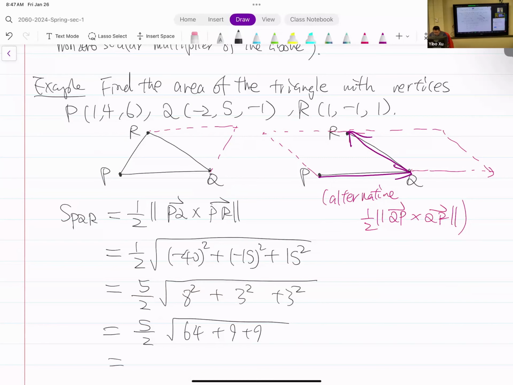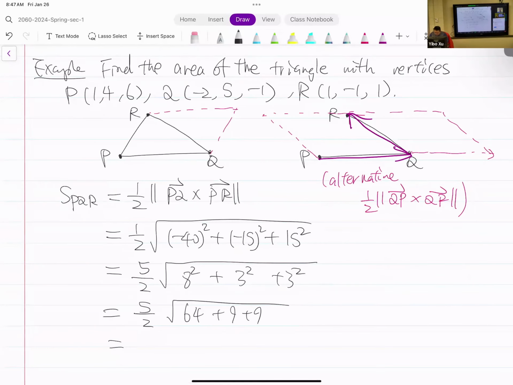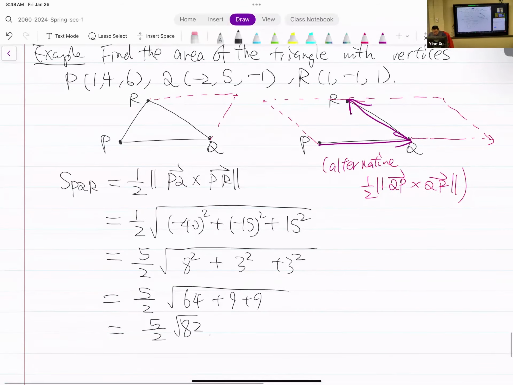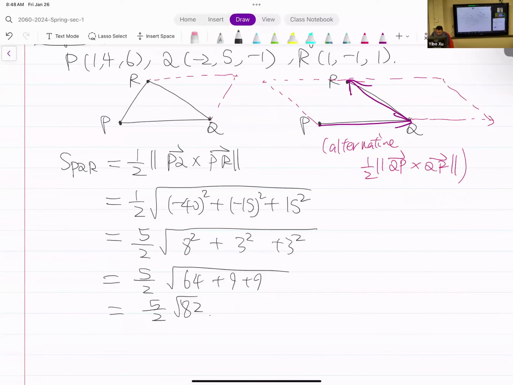So we end up with 80 in the square root. Okay, so that's the area. But if those are the general 3 points, then you somehow have to calculate the cross product and then take the magnitude. Okay. So here, we don't really have to repeat that process. Remark.